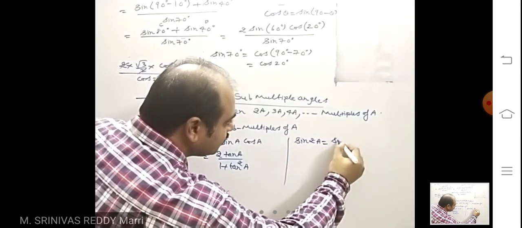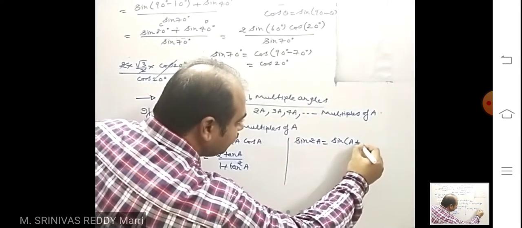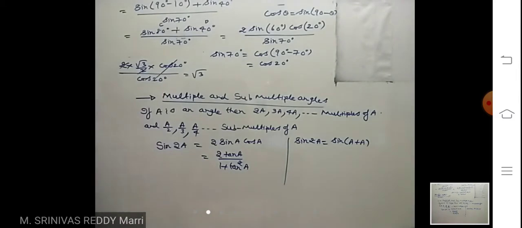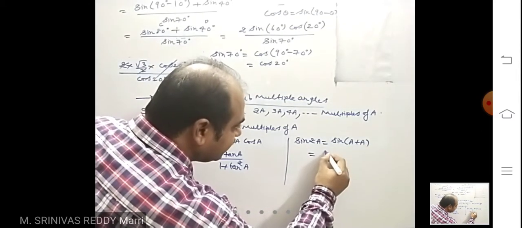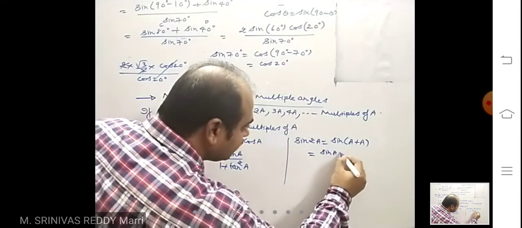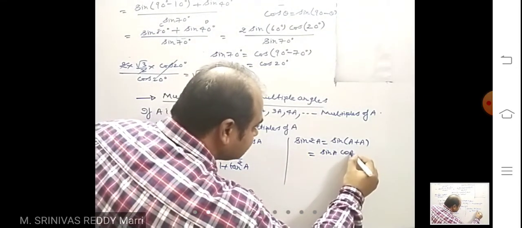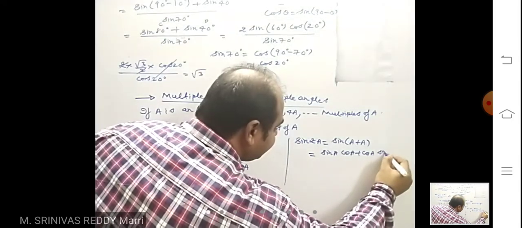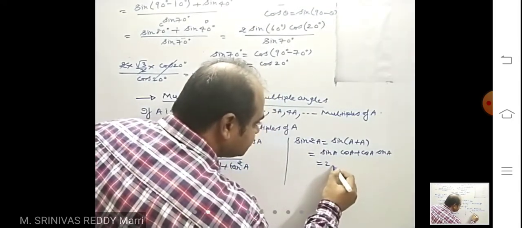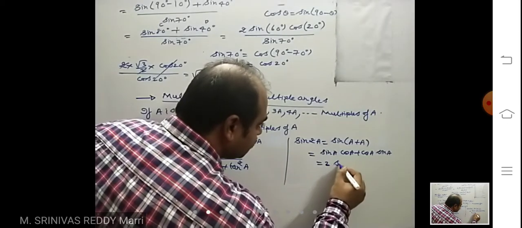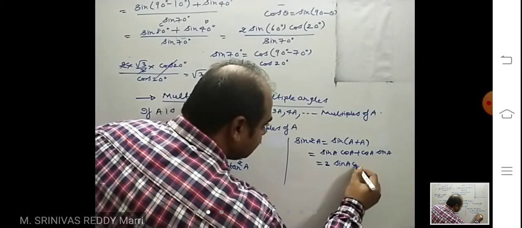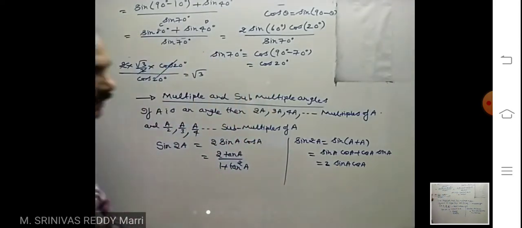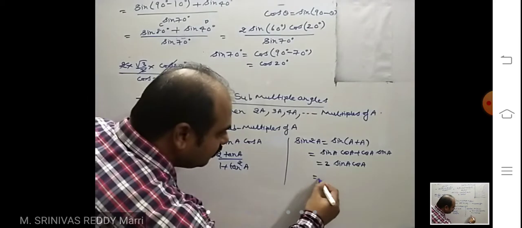This is nothing but sine of A plus A. That means this is A, this is B. The sine of A plus B formula is there: sine A cos A plus cos A sine A. That means this is nothing but 2 sine A cos A. This is the one. Now look at this.